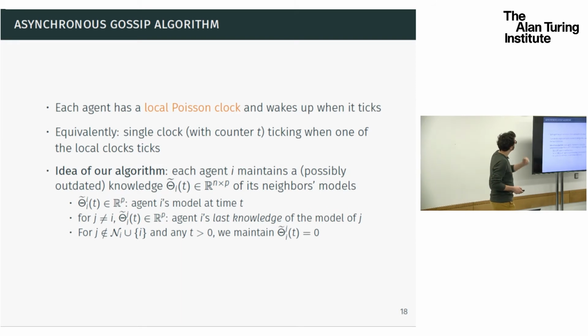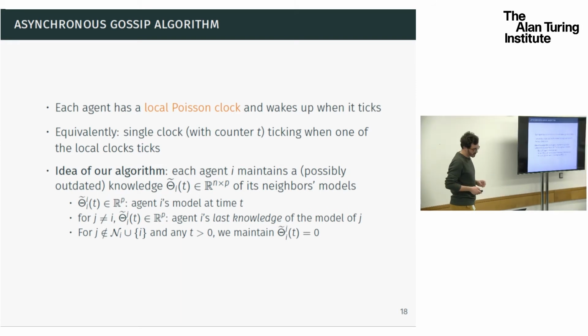We're going to use an asynchronous gossip algorithm. This is just a reminder of what I said a bit before. Each agent has some random clock, which you can see as a Poisson clock. It's distributed as a Poisson process, and the agent wakes up when it ticks.